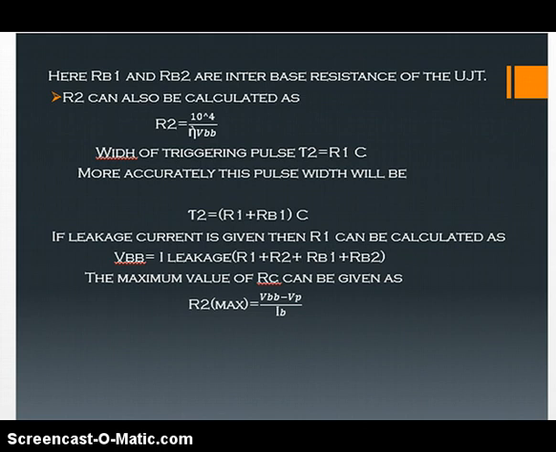Width of the triggering pulse T2 equals R1 into C. More accurately, this pulse width will be T2 equals R1 plus RB1 into C. If the leakage current is given, then R1 can be calculated as VBB equals I leakage into the bracket R1 plus R2 plus RB1 plus RB2.